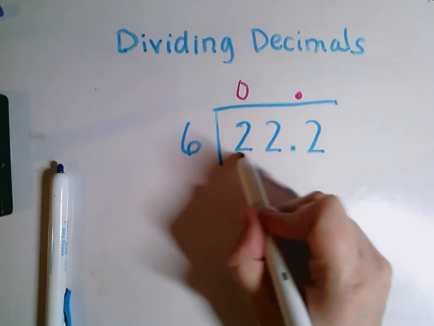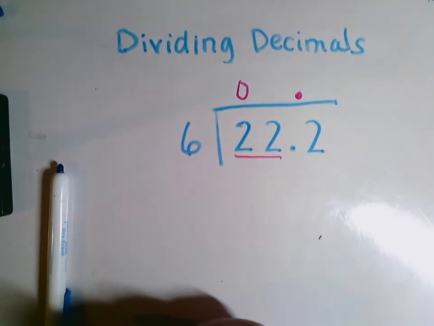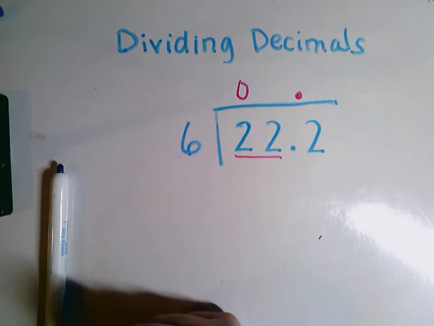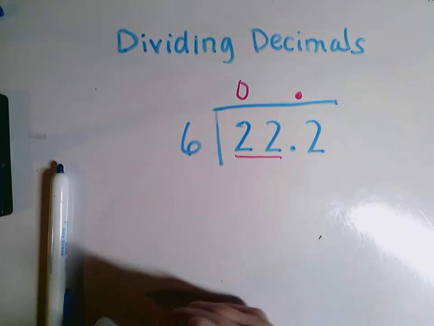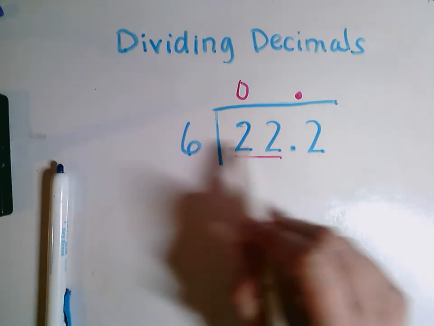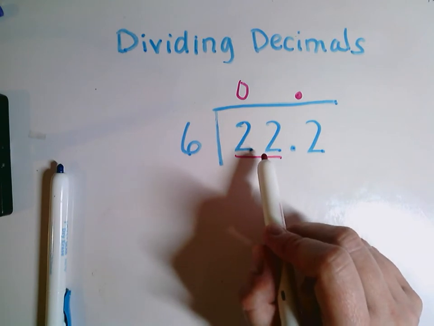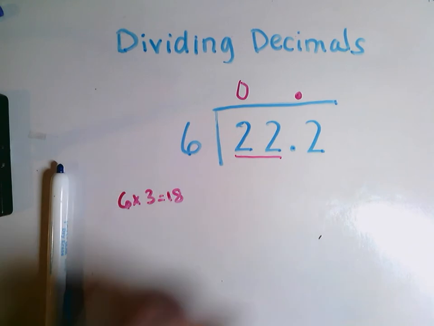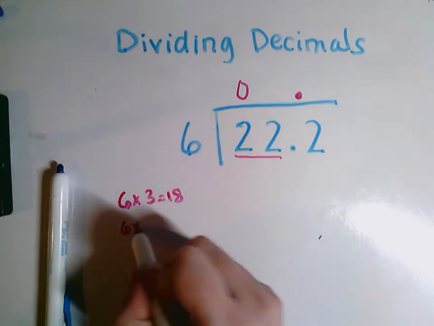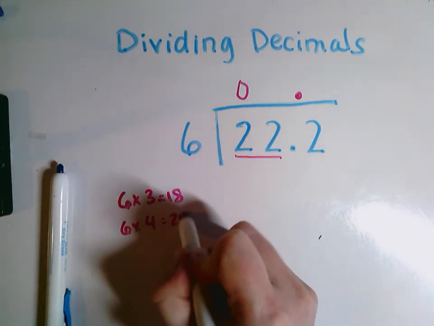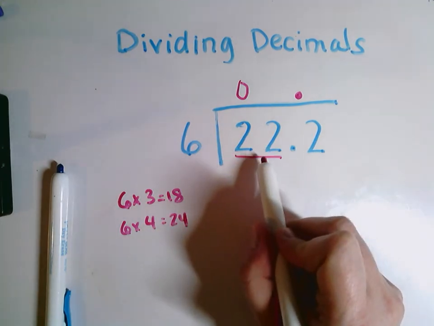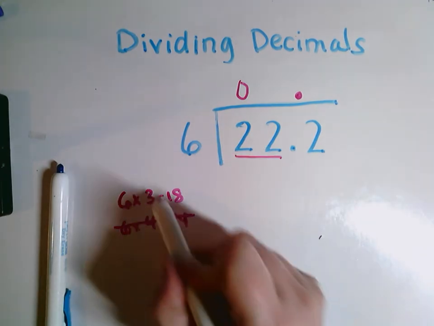Now I'm going to look at 22. 22 divided by 6. I need to think about my 6 times tables and what times 6 is going to get me close to 22. I know that 6 times 3 is 18, and 6 times 4 is 24. Well, 24 is too many. I only have 22 things here. I can't take 24 away from 22. I'm just going to use 3.